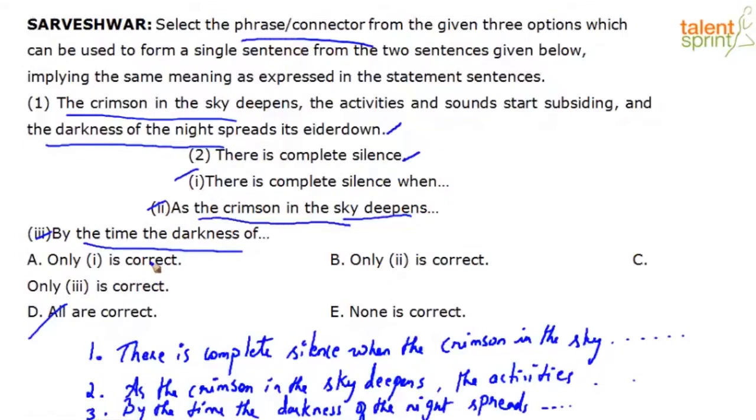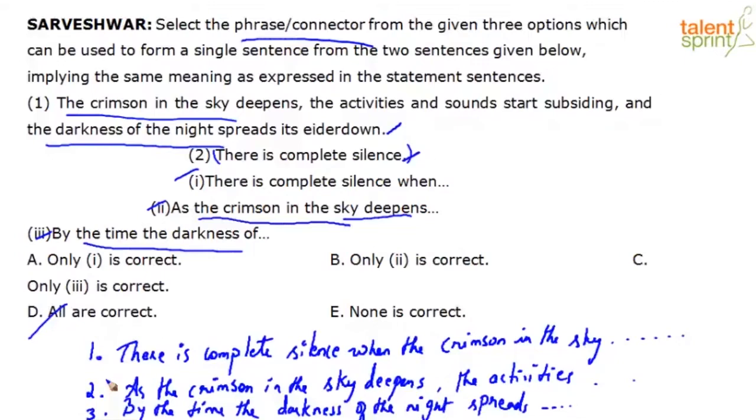The idea is, some of you are saying the options are repetitive, but if you look at all 3 options, there's some part of it which is already there in either sentence 1 or sentence 2. The idea is, if I take option 1 and combine these 2 sentences, will it still make sense? So I'm reading option 1 for the last time for everybody's benefit. There is complete silence when what happens? The crimson in the sky deepens, the activities and sound start subsiding, and the darkness of the night spreads its ether down. That makes sense.